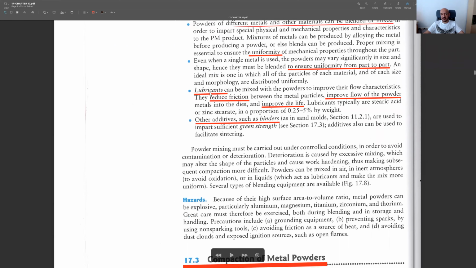Another advantage of lubricants is to decrease the friction between these metal particles. And furthermore, with the help of these lubricants, the flow of this metal powder is improved so that they can easily fill some gaps inside your die.